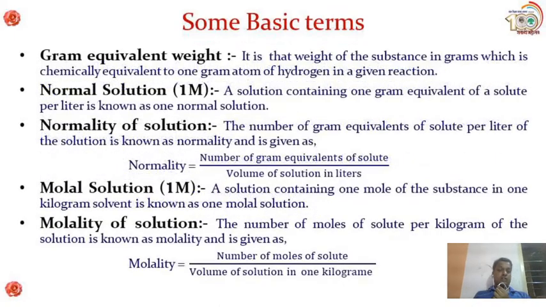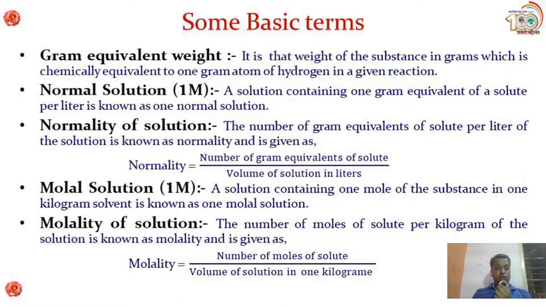volume of solution in liters. Gram equivalent weight: it is the weight of the substance in grams which is chemically equivalent to 1 gram atom of hydrogen in a given reaction, while the normal solution contains 1 gram equivalent of solute per liter. Normality has the formula: number of gram equivalents of solute divided by the volume of solution in liters.